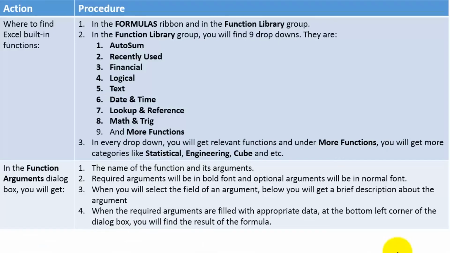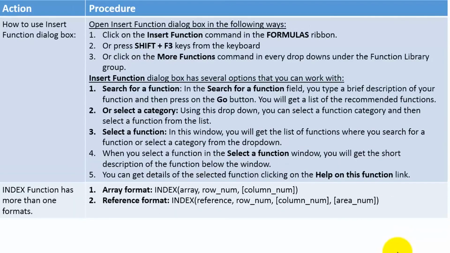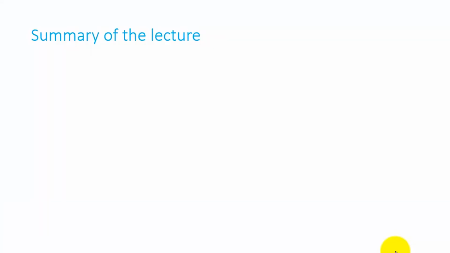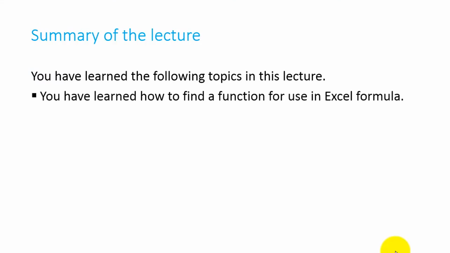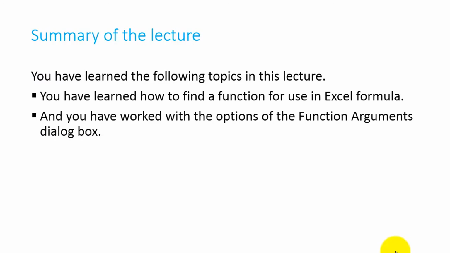These are the key takeaways from this lecture. You will get the downloadable copy of it with the exercise files and also in the lecture resources window. This summary will help you to grab the overall discussion of the video, print it or use it in your own way. Summary of the lecture. You have learned the following topics in this lecture. You have learned how to find a function for use in Excel formula and you have worked with the options of the function arguments dialog box.